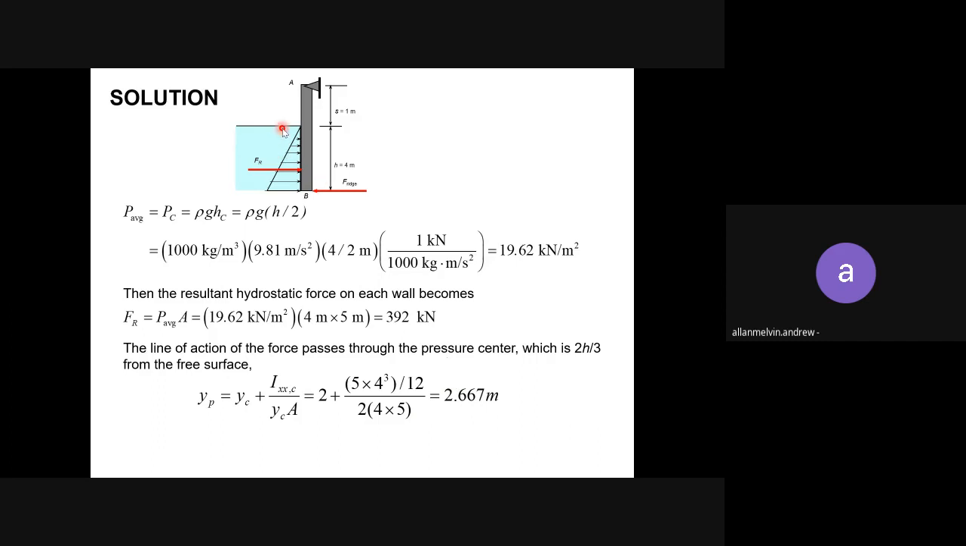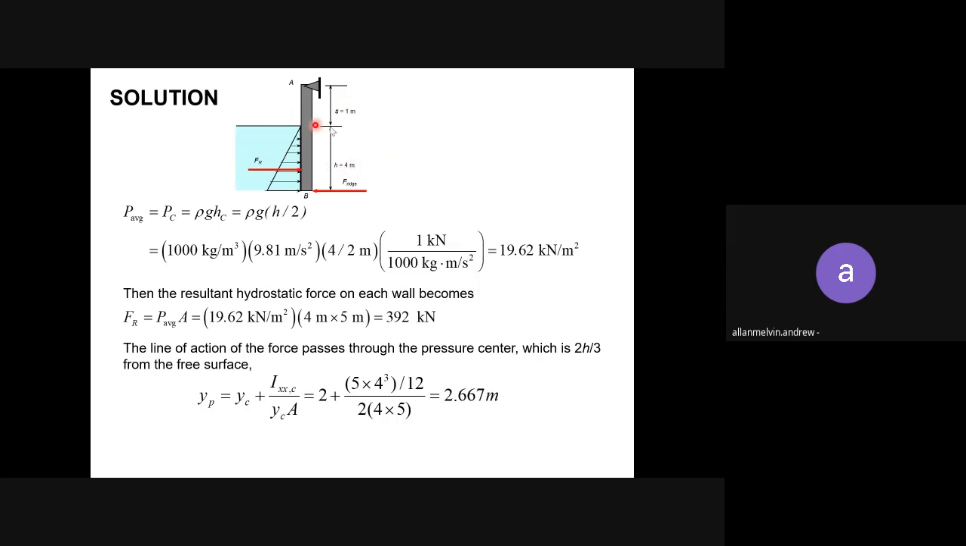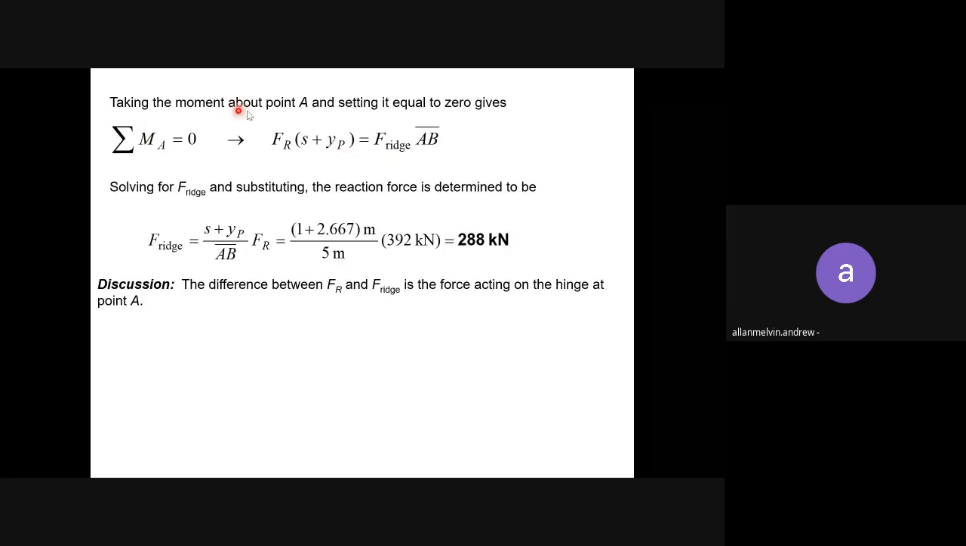So meaning the length from the free surface to the center of pressure is 2.667 meter. Okay, so you already found Yp. Then take the moment. This is where the free body diagram is important, because you're taking the moment about point A and setting it equal to 0, summation of MA equals 0. So you just write this statement.